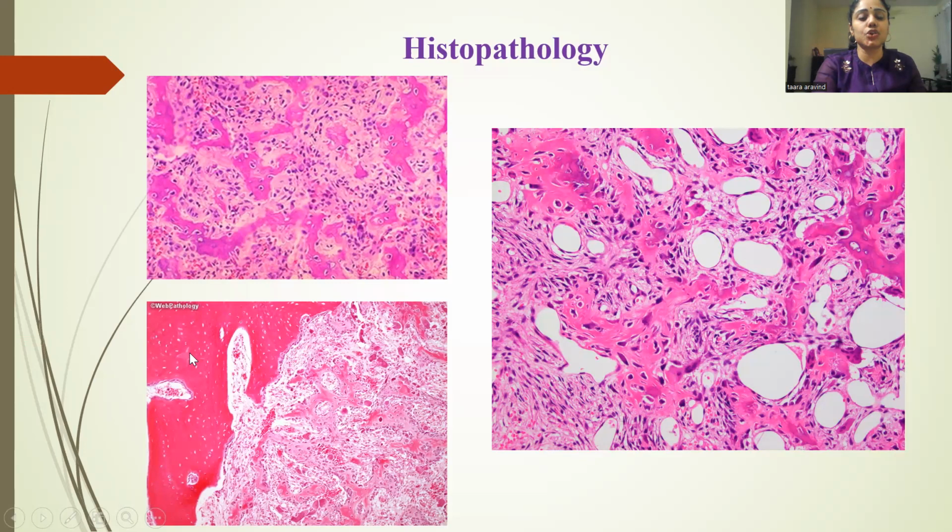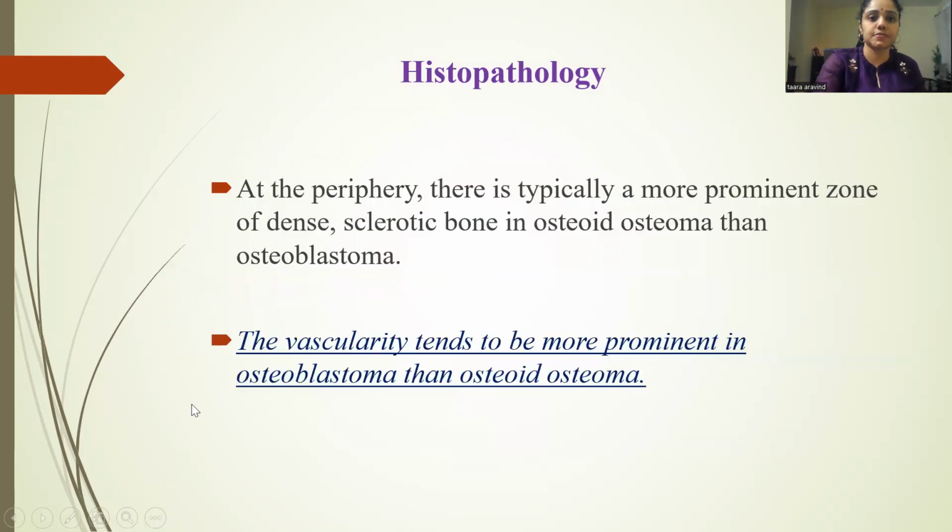So in the case of osteoid osteoma, the reactive sclerosis is very prominent. In this micrograph also, we can see the prominent peripheral reactive bone formation. At the periphery, there is typically a more prominent zone of dense sclerotic bone in osteoid osteoma than osteoblastoma. The vascularity also tends to be more prominent in osteoblastoma than osteoid osteoma.